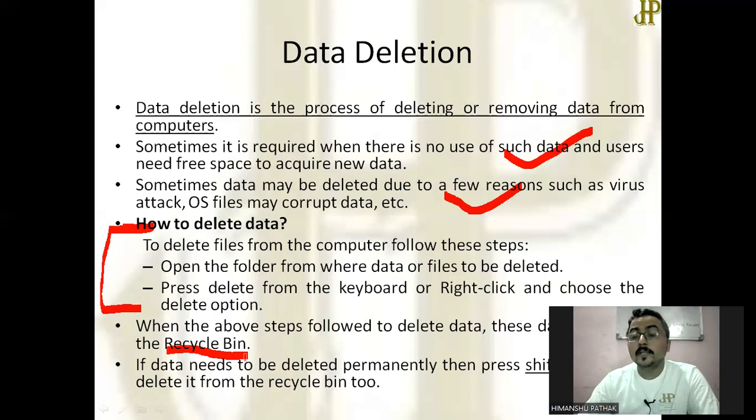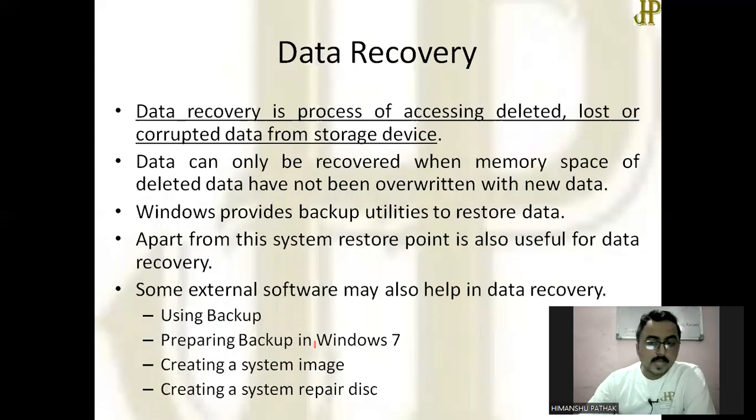Sometimes data needs to be deleted permanently. And what is to be done? You can use Shift plus Delete, pressing the shift and delete buttons at once, to delete it permanently instead of sending it to the recycle bin. And what is data recovery? As the name suggests, data recovery is the process of accessing deleted, lost, or corrupted data from the storage device. First, you can recover your data from the recycle bin. This is the mechanism given by Windows.